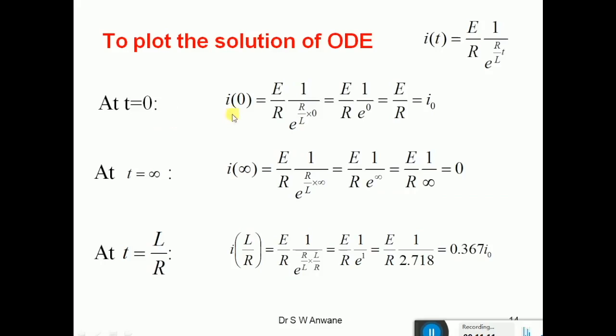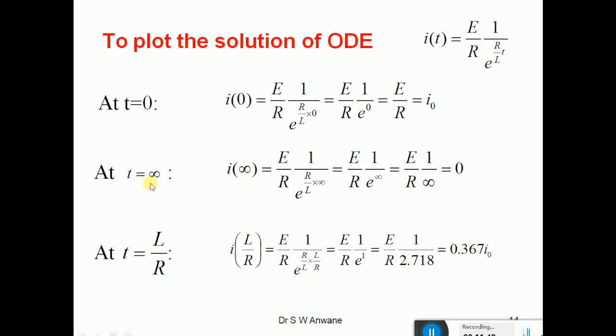Now at t equal to 0, I of 0 is equal to E upon R times 1 upon e to the power R upon L into 0. So we have replaced t by 0. Anything raised to 0 is 1, and this is I0, E by R, that is I0. So we have arrived back to the boundary condition with which we started. This is the first glimpse that our solution is correct.